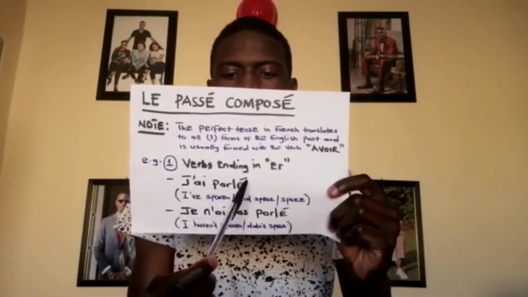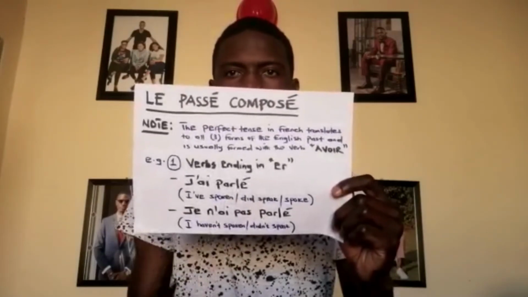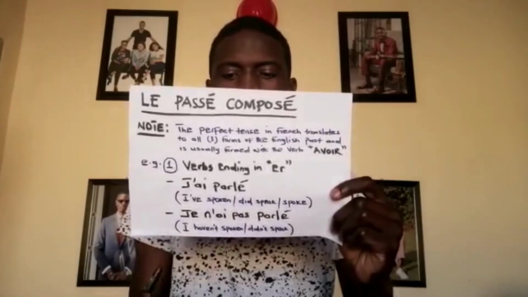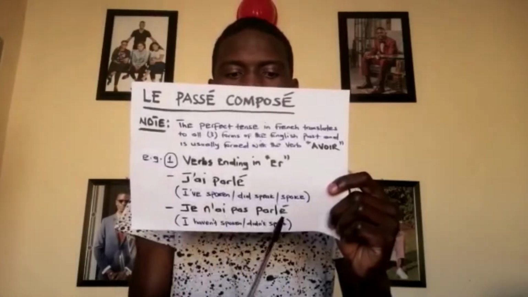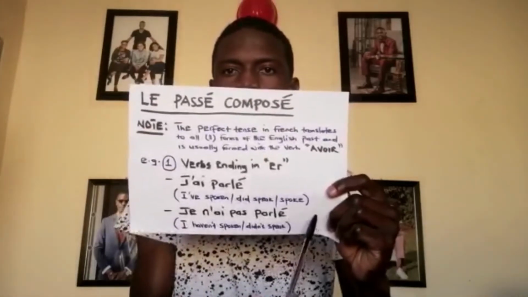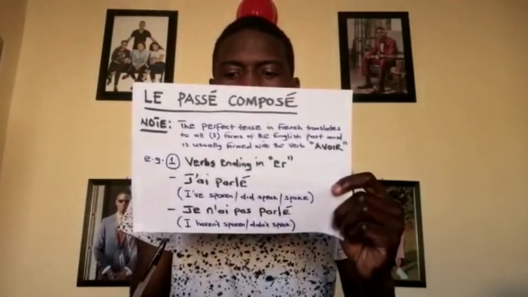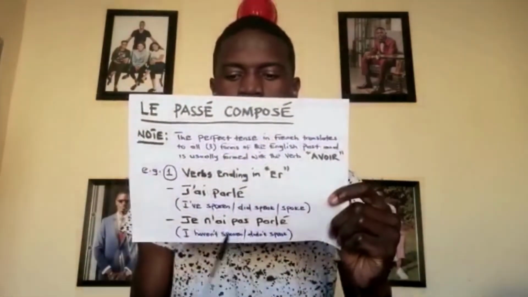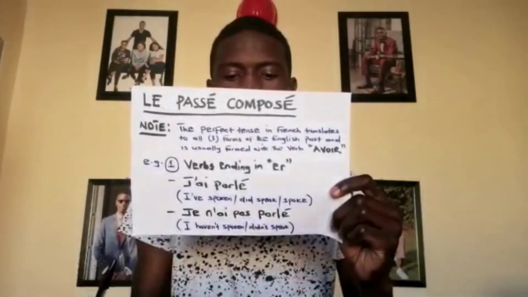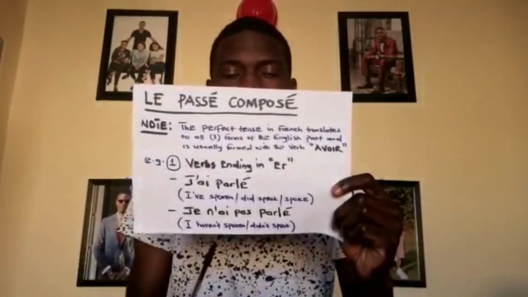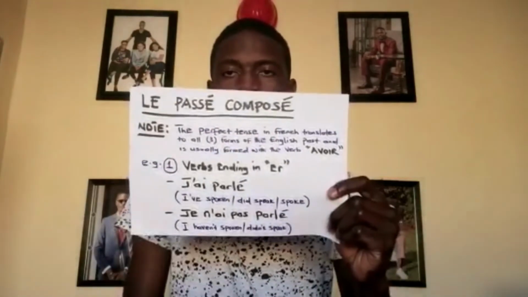J'ai parlé. This will translate into three forms of the English past, which means I have spoken, I did speak, I spoke. You see that? Let's also see its negative form, je n'ai pas parlé. Je n'ai pas parlé would simply translate to I haven't spoken, or I did not speak.